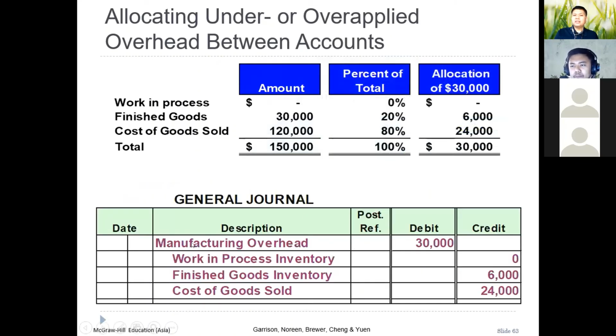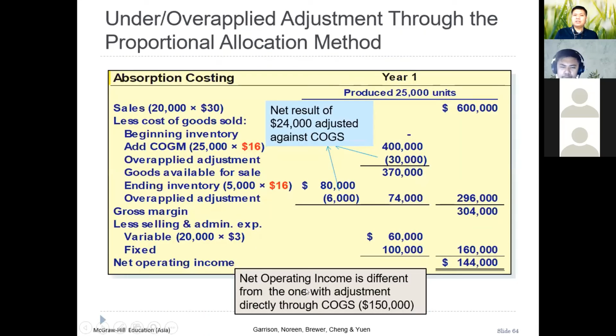And this is the entry. How to bawas? Credit work in process inventory, credit finished goods inventory, credit cost of goods sold. Ayan, for the non-accountants, never mind. So this is how it appears in the income statement.